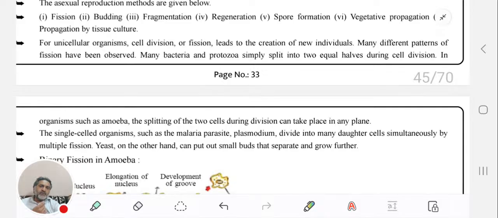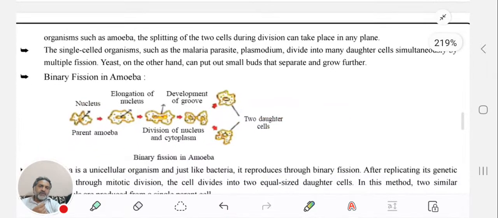Many bacteria and protozoa simply split into two equal halves during cell division. In organisms such as amoeba, the splitting of the two cells during the division can take place in any plane. The single-cell organisms such as the malaria parasite Plasmodium divide into many daughter cells simultaneously by multiple fission. Yeast, on the other hand, can put out small buds that separate and grow further.